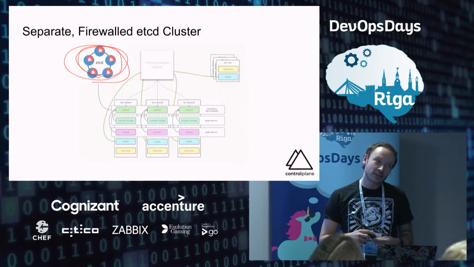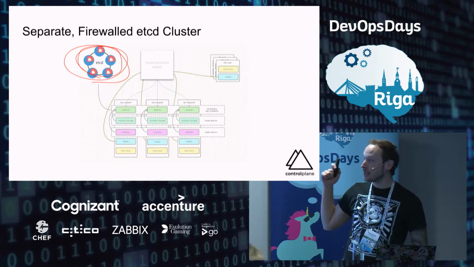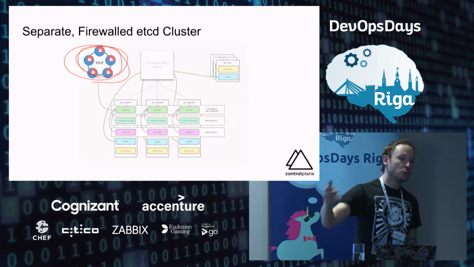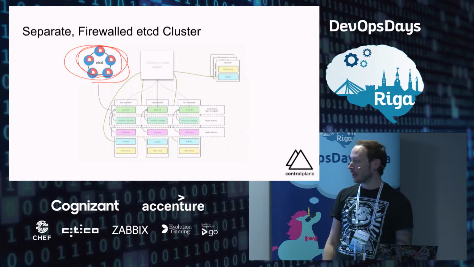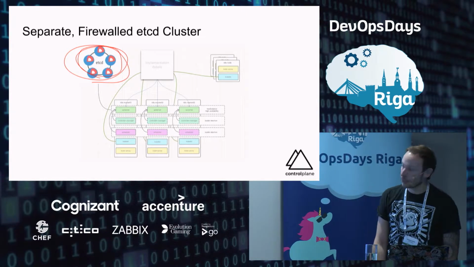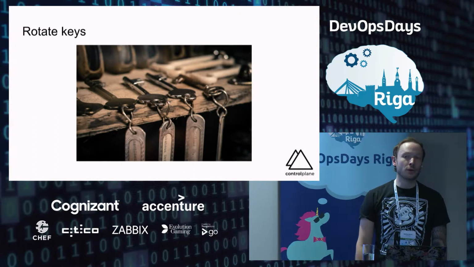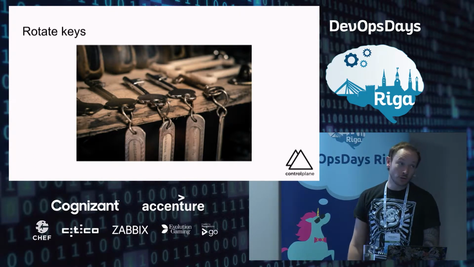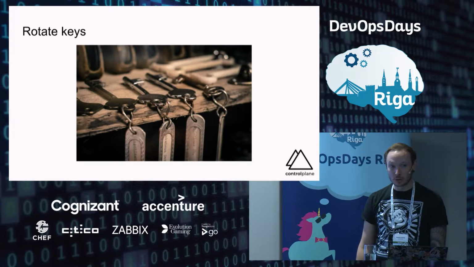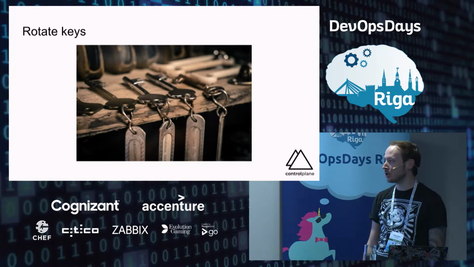There should be nothing else able to reach etcd, and as such, it can be firewalled and moved outside of the network that the rest of the cluster sits on. And of course, etcd does not come with encryption at rest by default. You have to enable client certificates for authentication.